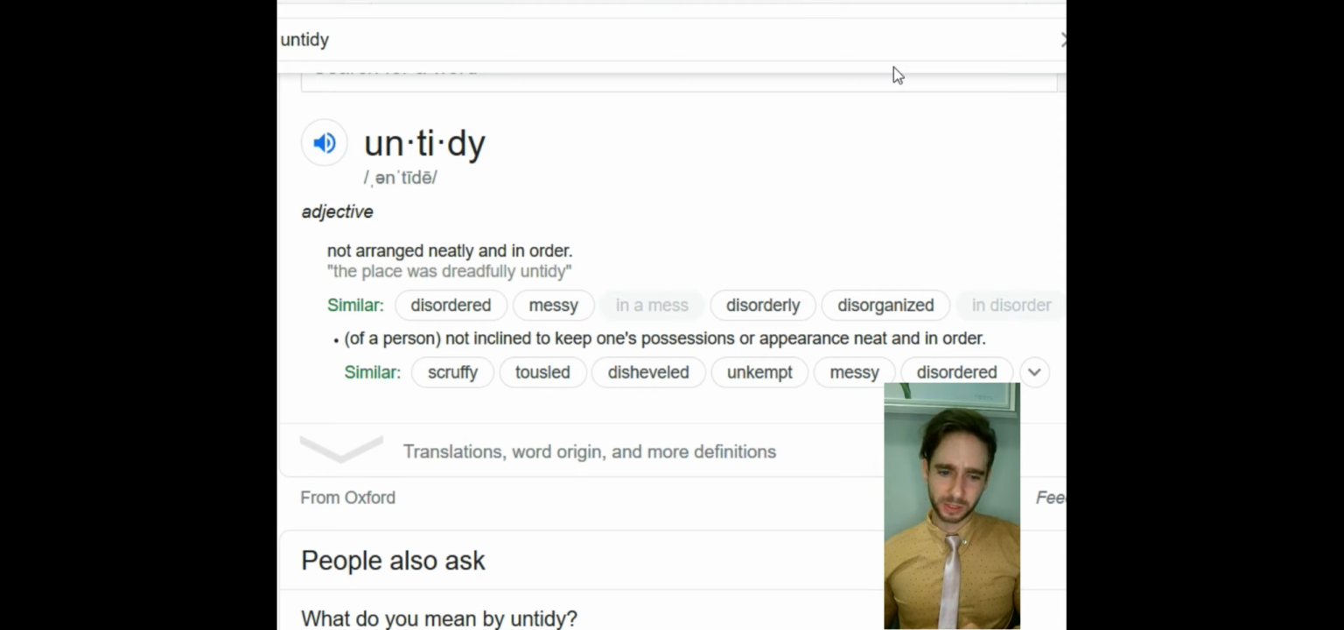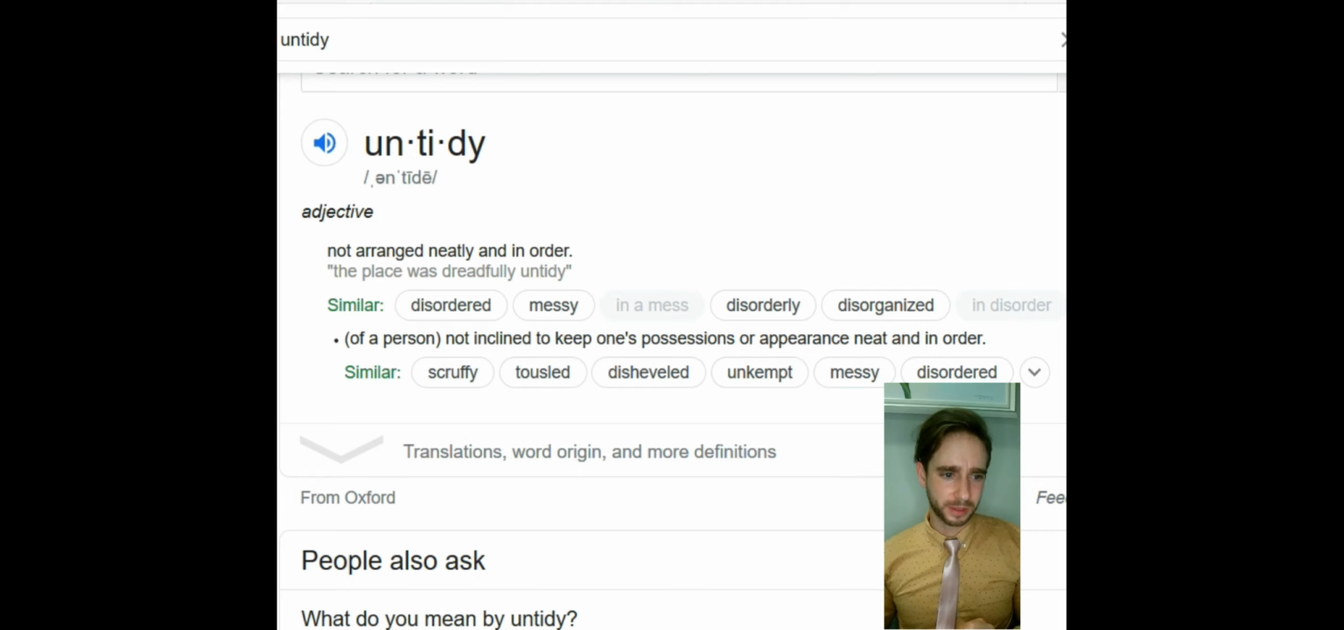Of course, we can also use the word untidy to describe that place. That place is definitely untidy. Let's take a look at the definition: not arranged neatly and in order. Very easy, very simple to understand. That home is definitely untidy.